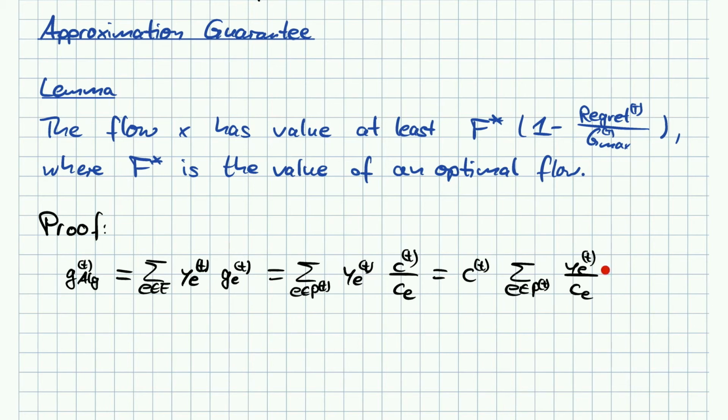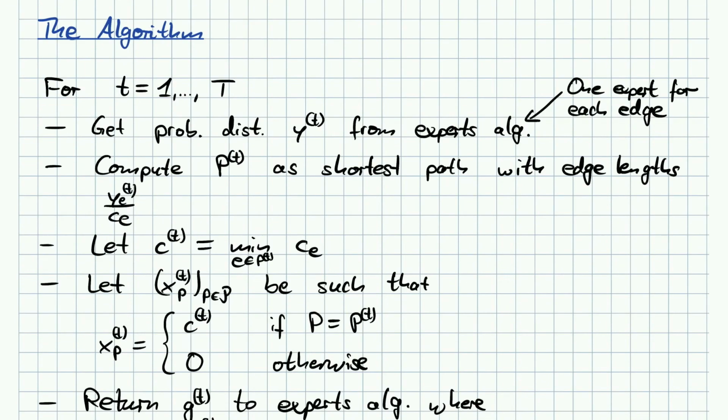Now, what do we know about this? Where was this coming from? This is for the particular path that we are choosing in time step t, in iteration t, it's the y_e divided by c_e. And maybe let's go back to our algorithm to see which path we chose. We chose to compute a path p_t as the shortest path with respect to exactly these edge lengths. And what else do we remember?